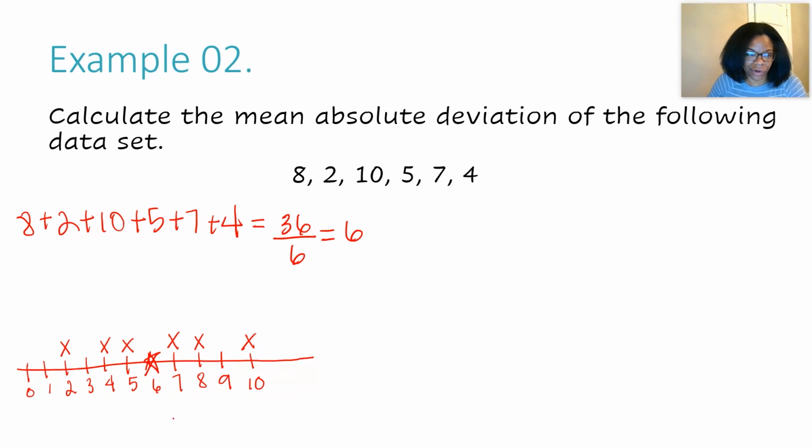Now I'm going to create a new data set based off of how far away these numbers are from the average. 8. How many spaces away from 6 is 8? 8 is 2 spaces away from 6. So my new data point that is coming from this 8 is 2. And I'm going to add that to my next data point. The number 2. How many spaces away is 2 from the 6? It's 1, 2, 3, 4 spaces away. We're just subtracting, right? And then 10. How many spaces is that away from 6?